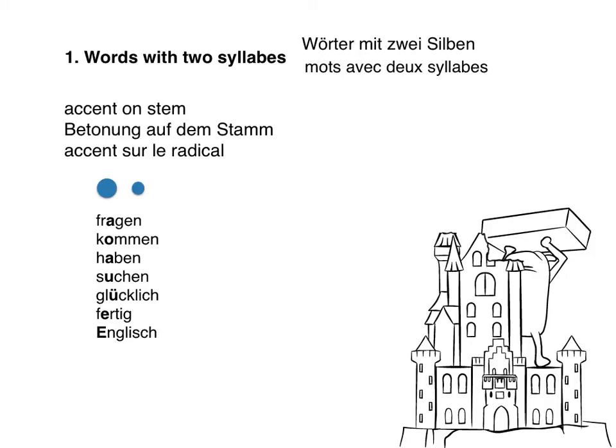I read first the whole list, then once again, and you repeat. Fragen, kommen, haben, suchen, glücklich, fertig, Englisch. It's a very fine difference, but you already know from the pronunciation that the en is nearly dropped, like the e is dropped. Once again, and you repeat, please. Fragen, kommen, haben, suchen, glücklich, fertig, Englisch.